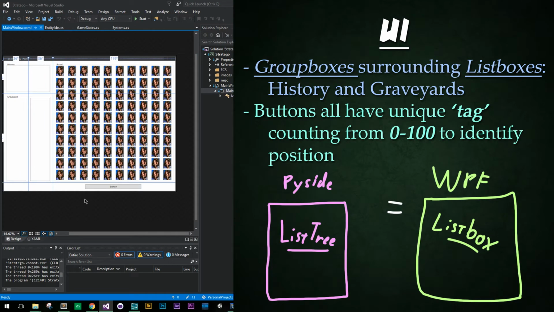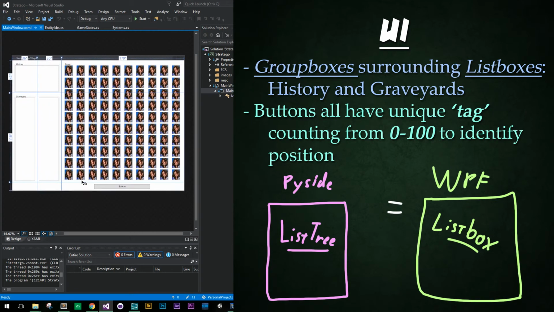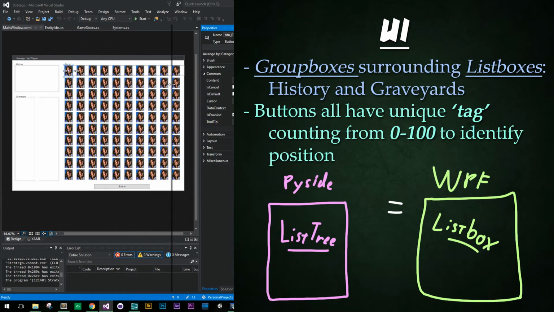So as I described before, our user interface is just really simple. It's just the history, and then two graveyards for each of the players, all of our buttons, and a button at the bottom for each phase of the game, for each transition of the game. So each of these buttons, there's only one thing that I've really made unique on each of them. And I'm going to go ahead and open up our properties tab right here.